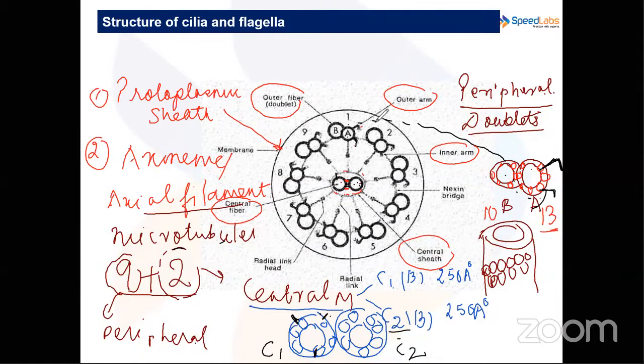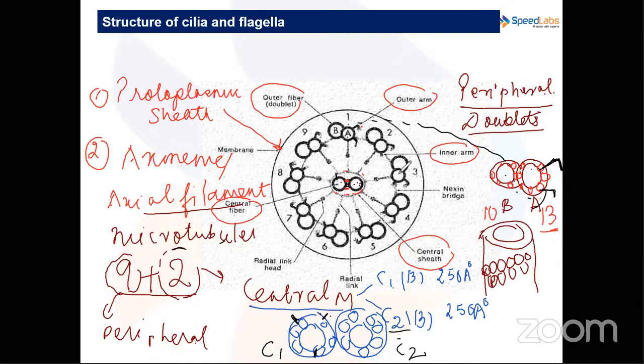So we have now done the peripheral tubules and the central tubules. Now, how are they linked to each other? You can see in the diagram that there is linkage between them. See, the A unit has this inner arm, and the inner arm is connected to the B subunit.